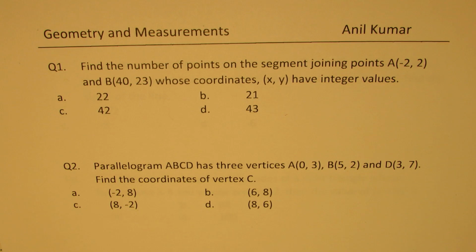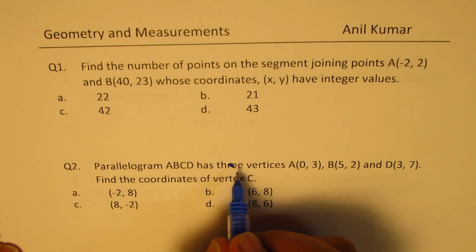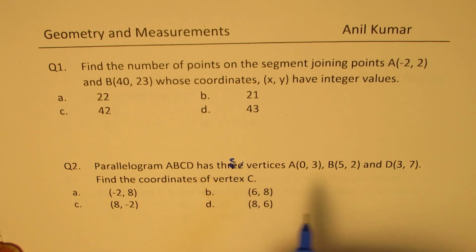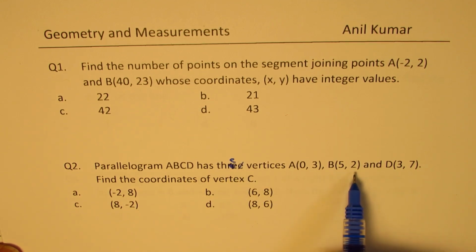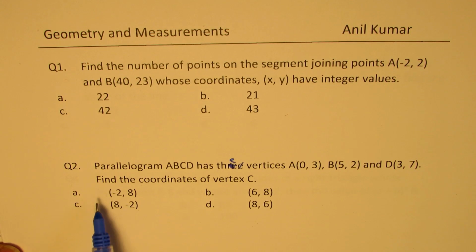Question number 1 here is, find the number of points on the segment joining points A (-2, 2) and B (40, 23) whose coordinates x, y have integer values. Question number 2. Parallelogram ABCD has the vertices A (0, 3), B (5, 2) and D (3, 7). Find the coordinates of the vertex C.